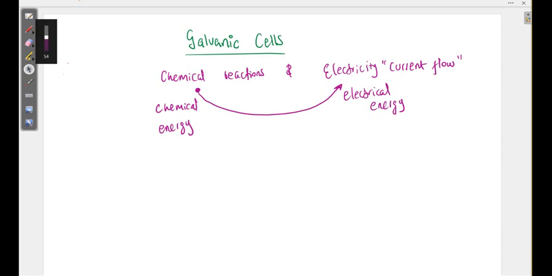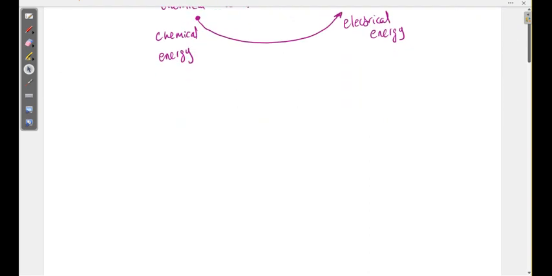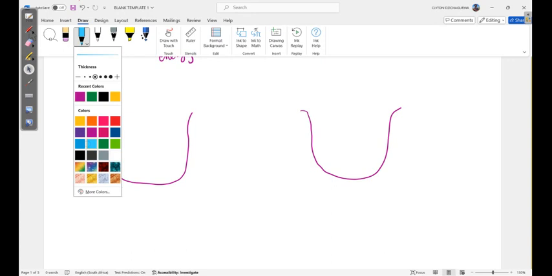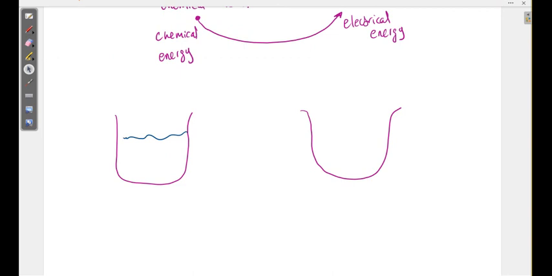The reactions we are going to look at are redox reactions, and those redox reactions are used for electricity. Once they take place, something happens that causes electricity. That's what we're going to explore. We can take one beaker, then another one, and put a solution in there. We'll talk about what solution we use.